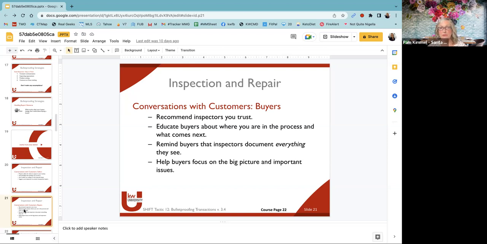So when the inspections are completed, we're going to get the report back. We're going to go through the report. We're going to talk about the items that really stand out, the things that need to be completed, things that are red flags, things that you want to look at in the future, and then the things that are really not any big deal. Like I would see this on every single inspection. And remind the buyers that inspectors document everything that they see.